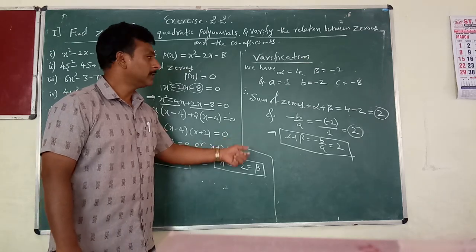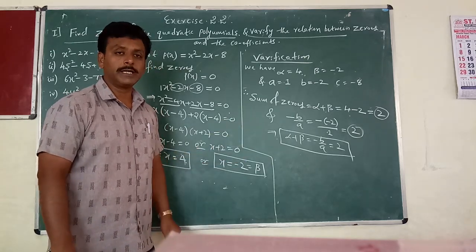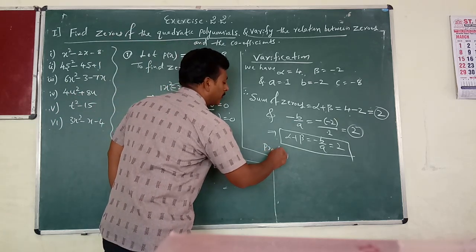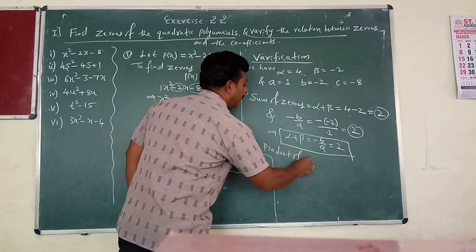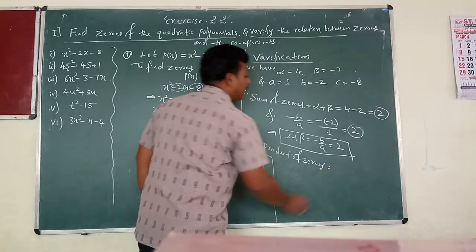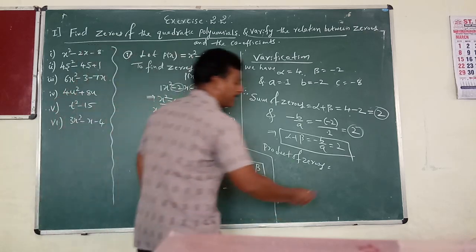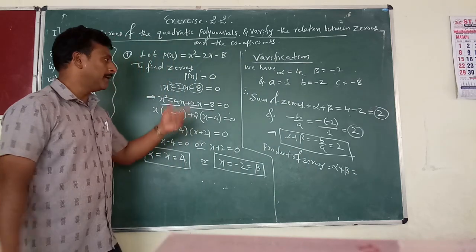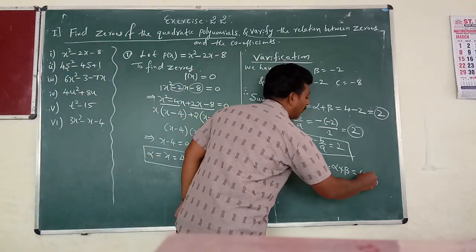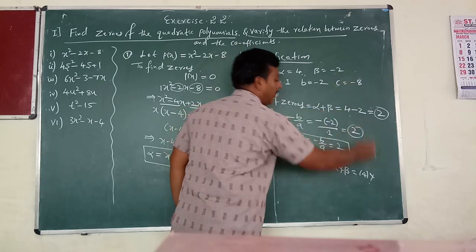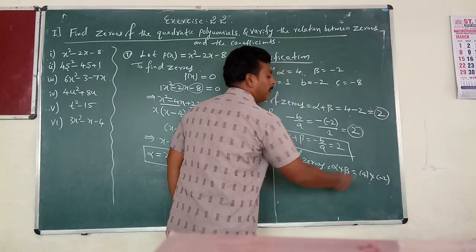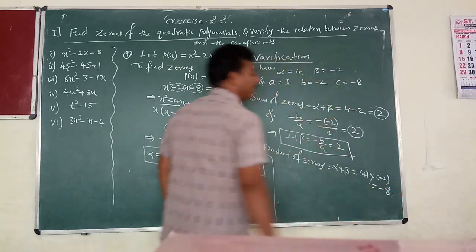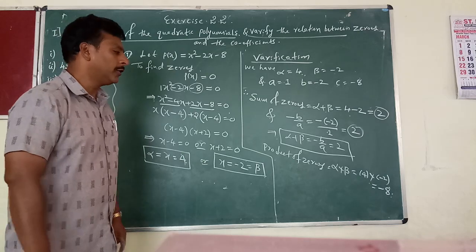This is about the sum of zeros of the given quadratic polynomial. Now what is left? Product of zeros. Product of zeros means alpha and beta are the zeros, and product in the sense alpha into beta. So alpha value is ready, beta value is ready. Alpha is 4, beta value is minus 2. So 4 into minus 2 is equal to minus 8.